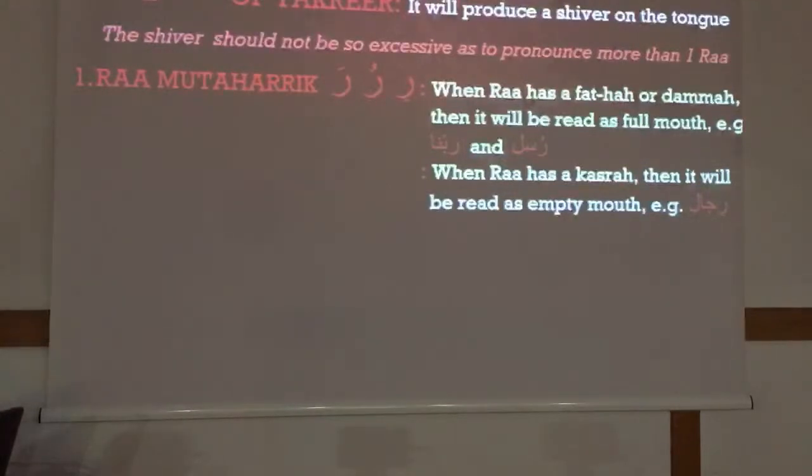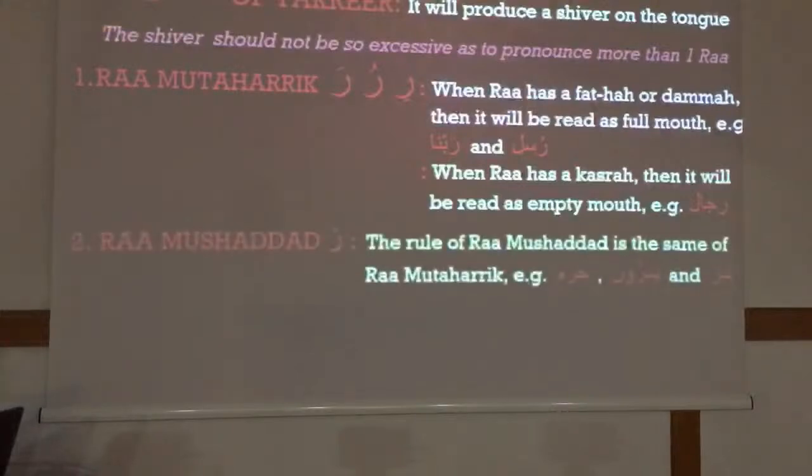Rijal. Exactly, one more time. Rijal. Exactly, so very simple. When Ra has a Fatha or a Dhamma, it's going to be full. When it has a Kasra, it's going to be empty mouth. Very simple rule. And the second case we have is Ra Mushaddad.